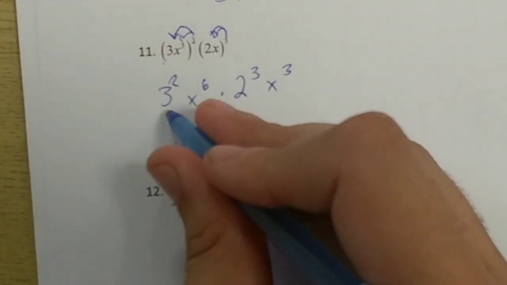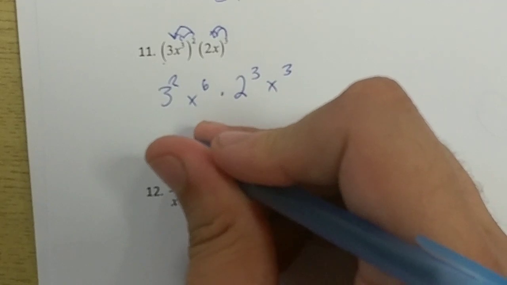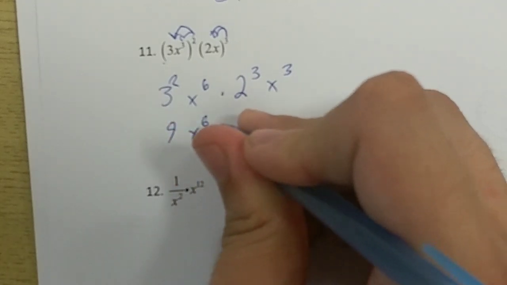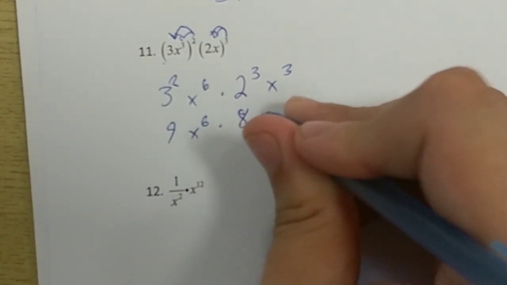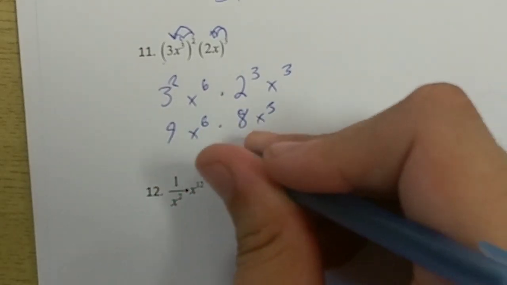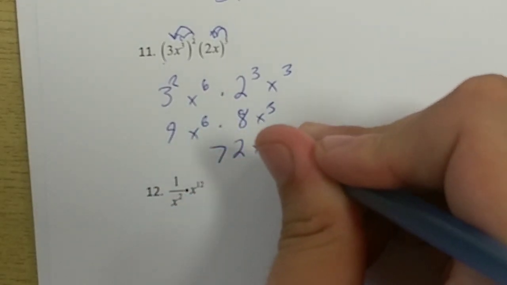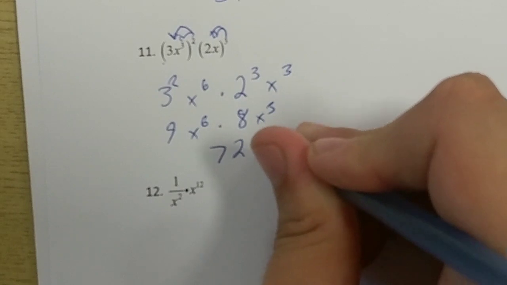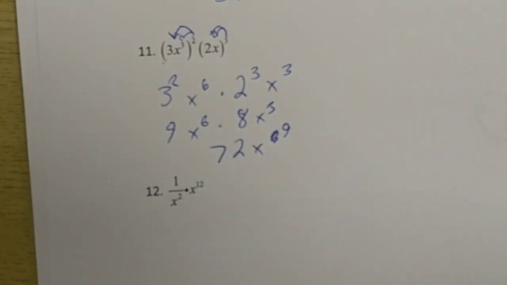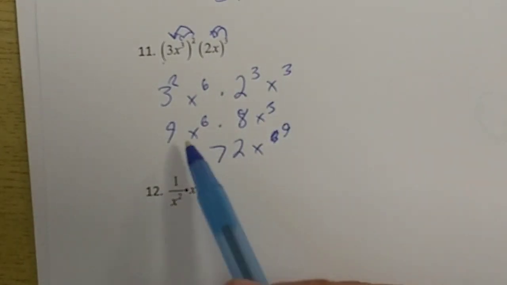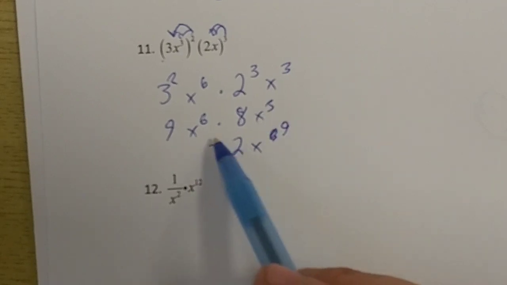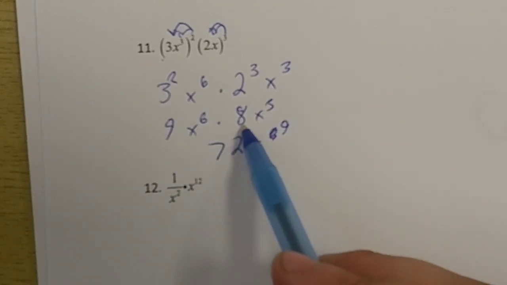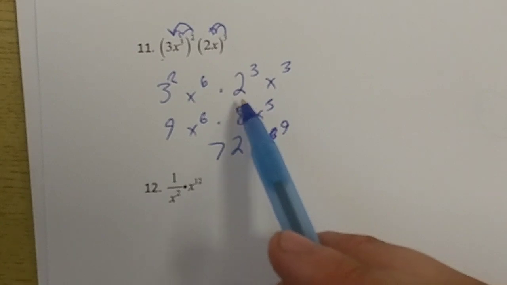Then from there, let me actually do out the number so I'm able to multiply it. This is 9x to the 6th times 8x to the third. Multiply the numbers, 72x to the 9th. Because x to the 6 times x to the 3 is x to the 9, and 9 times 8 is 72. I got 8 from 2 to the third power. That's 2 times 2 times 2.